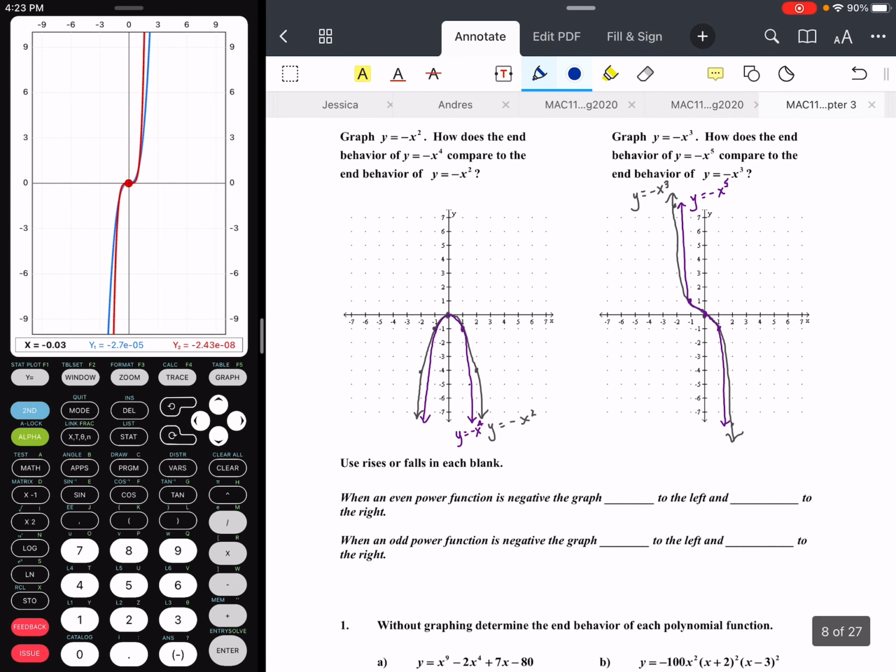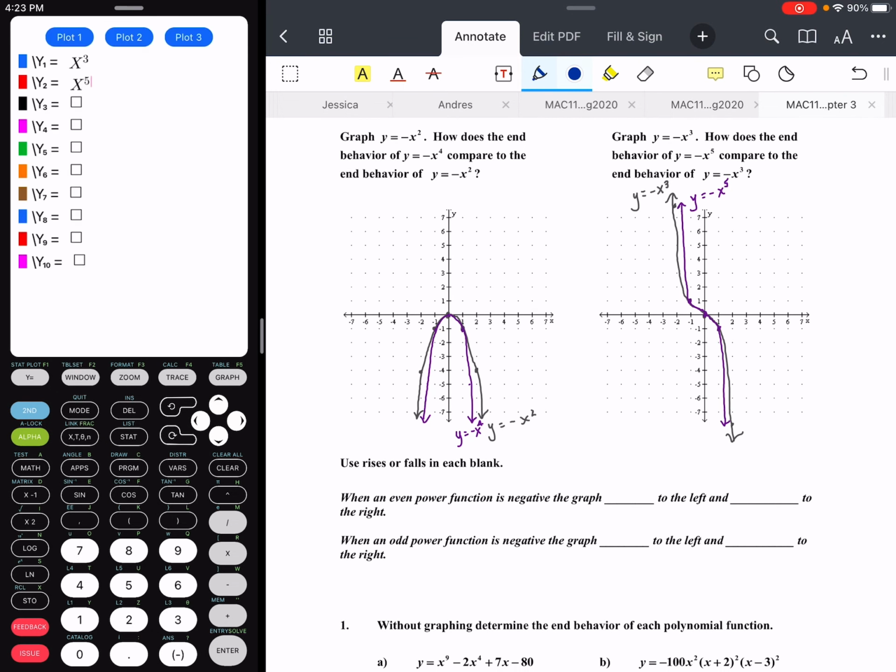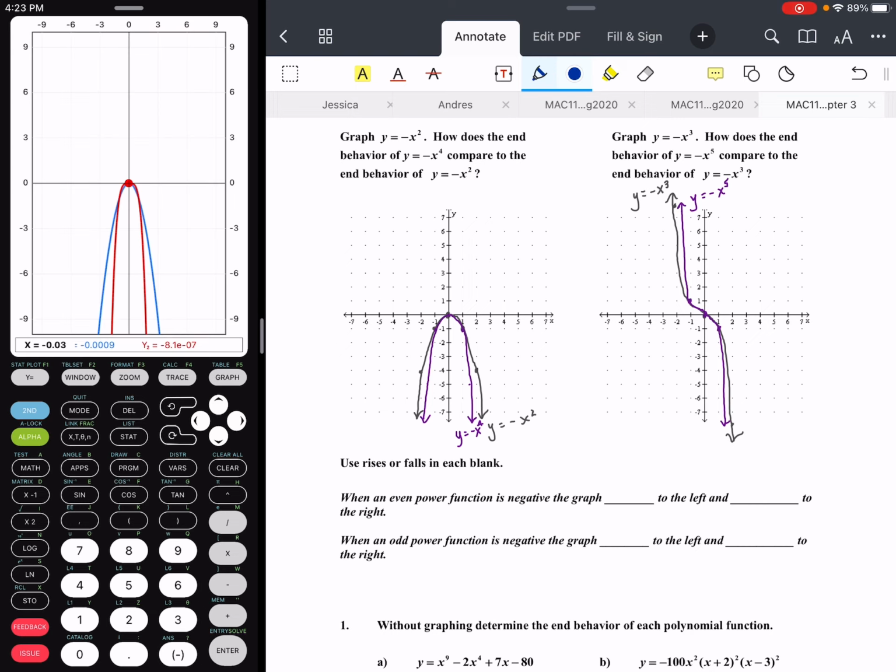Okay, so now we'll do the same thing with negative coefficients. So now we've got y equals negative x squared, and then negative x raised to the fourth power. So now we have these upside down, in the x squared case, an upside down parabola. So y equals negative x squared is the blue one on the graphing calculator. The red one is y equals negative x to the fourth.